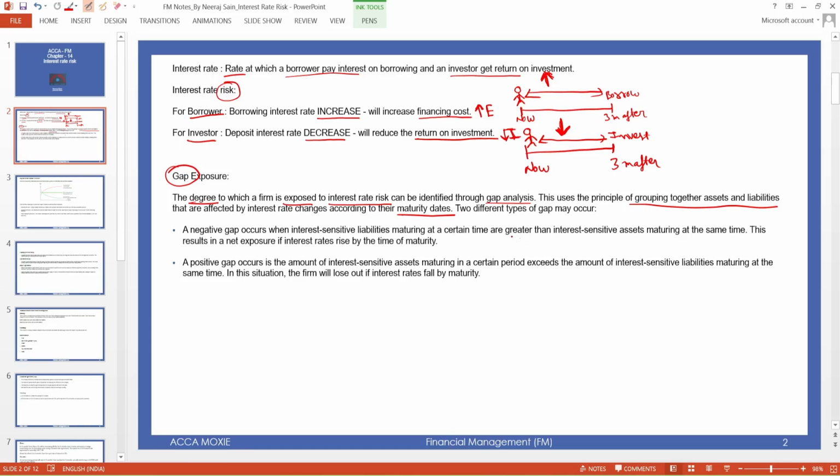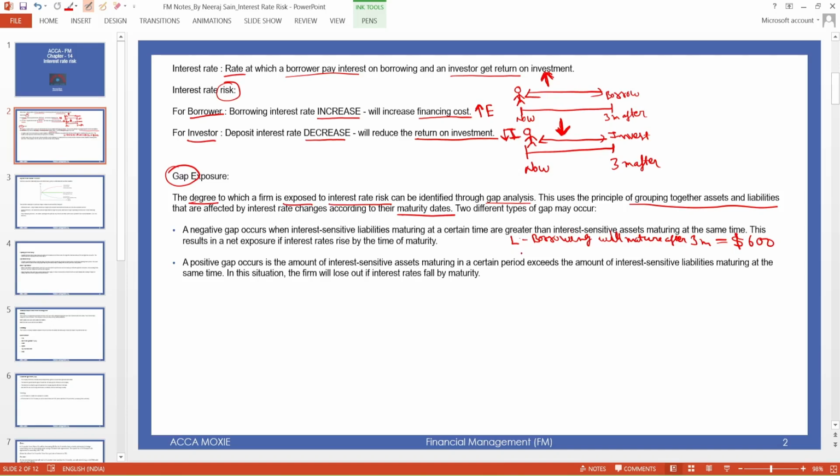For example, you have a liability, a borrowing in your SOFP, statement of financial position. You have a borrowing that will mature after 3 months. I'm taking 3 months just for understanding; it can be 6 months or 1 year. For example, it will mature for $600. We have a liability of $600 that will mature after 3 months.